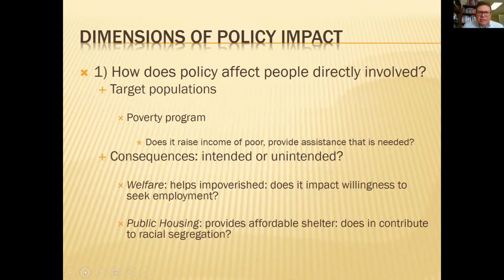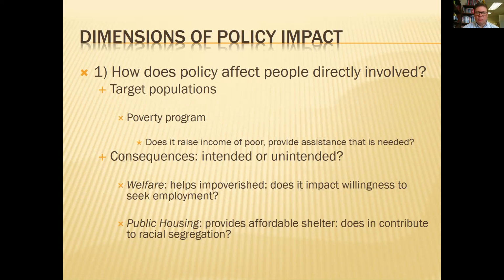The first thing to take a look at is how the policy affects people that are directly involved or directly targeted in the specific policy. We call this the target population. So for this, let's use an example of a poverty program. If our goal is to give some kind of service to people who are in poverty to help get them out of poverty, whether that be some source of income or a source of food or something like that, our very first question is, did this actually help the people that we were looking to help and accomplish the goals? Did it give them a basic income level? Did it allow them to eat nutritious meals and help in that aspect?